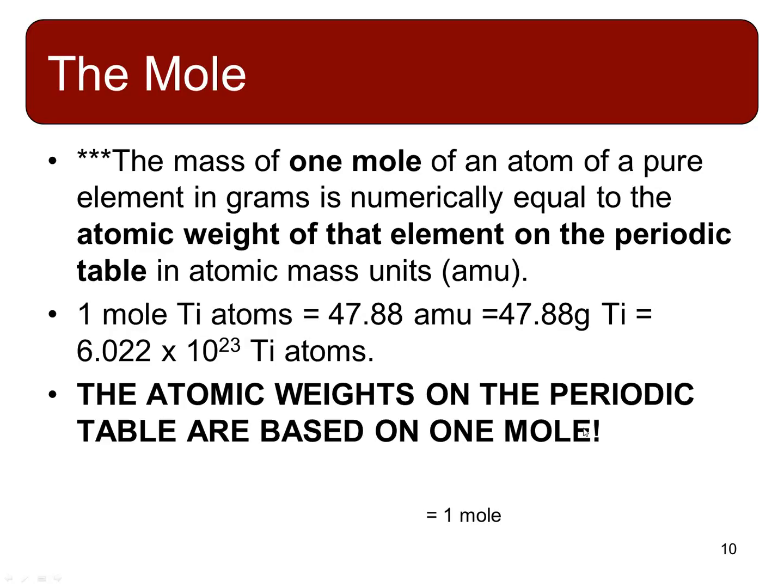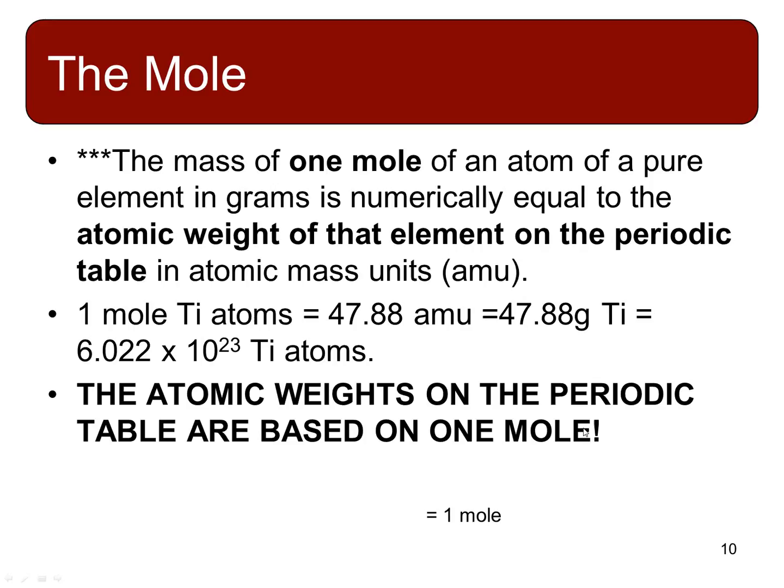We can also go from moles, so here we are in grams, and if we have 1 mole, we always have 6.022 times 10 to the 23rd atoms. So this is very important that you understand this.